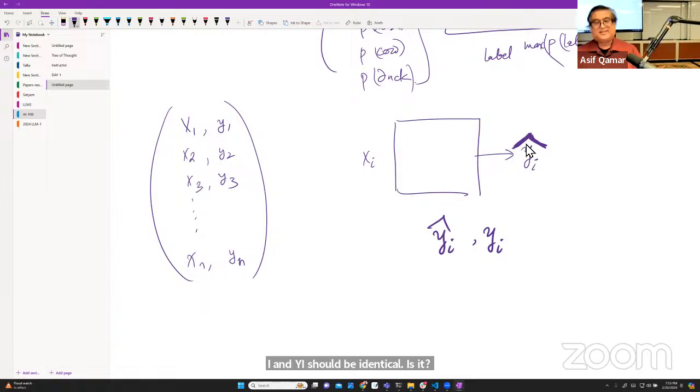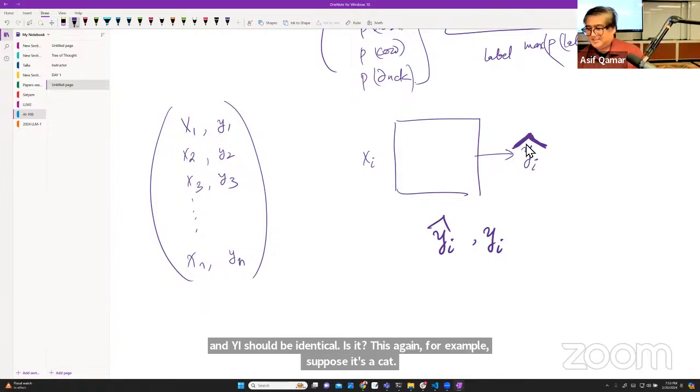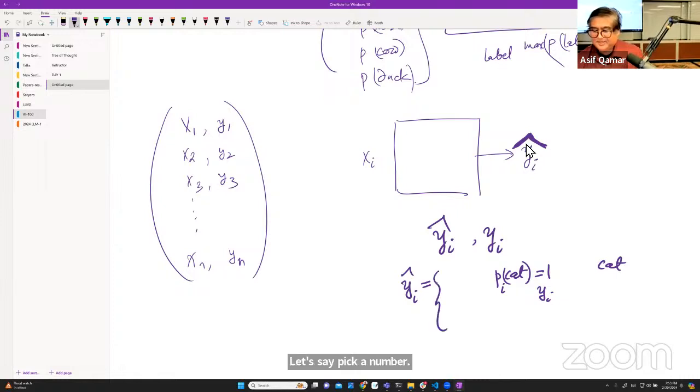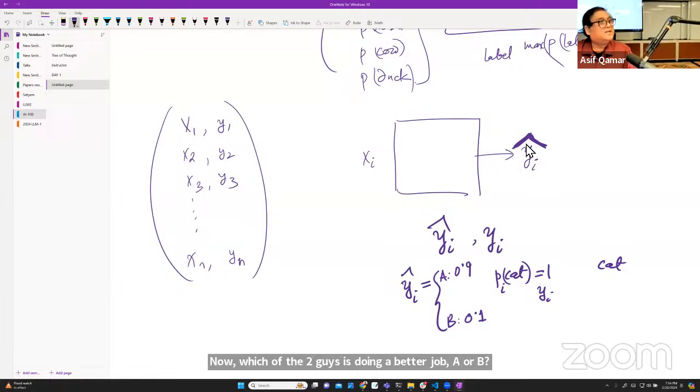For example, suppose it's a cat. Suppose a picture is a cat, right? It's a cat. So the ground truth probability of cat should be 1. And your y hat i came out for this. So let me just say y i is this. So what is y hat? Let's say, pick a number. Let's say that you came out with, I'll take 2 possibilities. A possibility, you came out with 0.9, and B, you came out with 0.1. Now, which of the two guys is doing a better job, A or B? A. Now, how do you say it? A is closer to the right answer. Probability should have been 1 for cat, but you got 0.9.